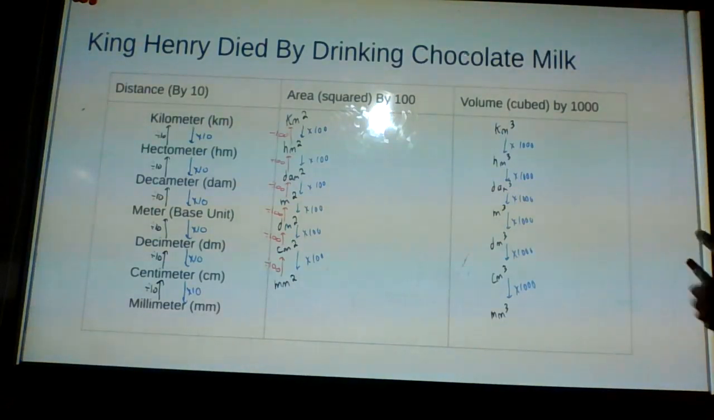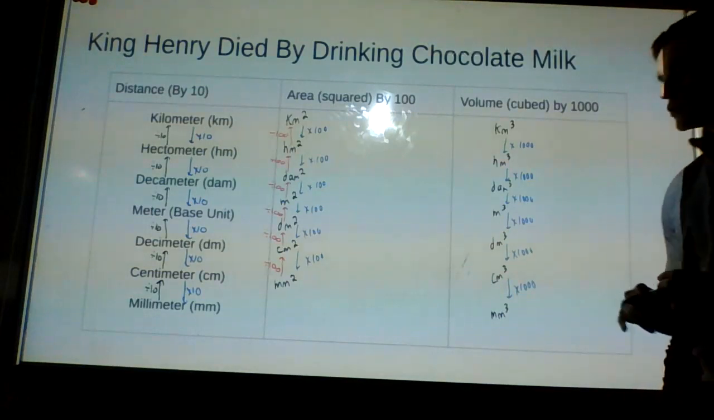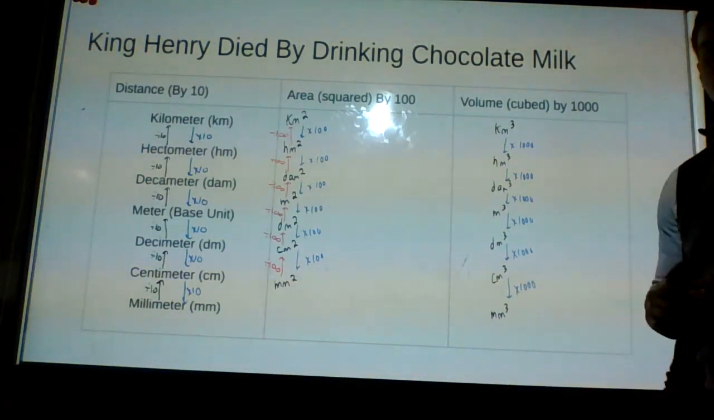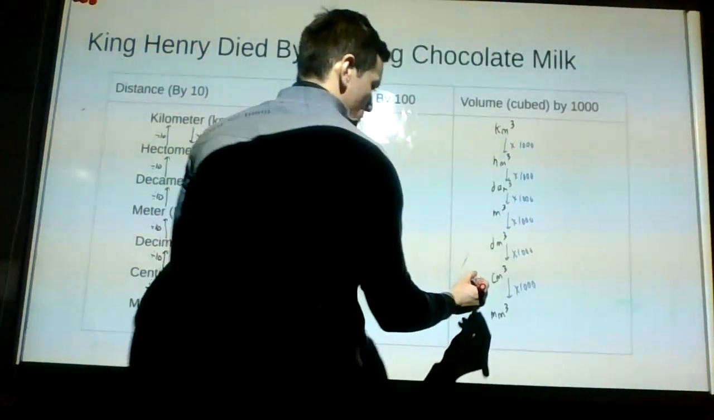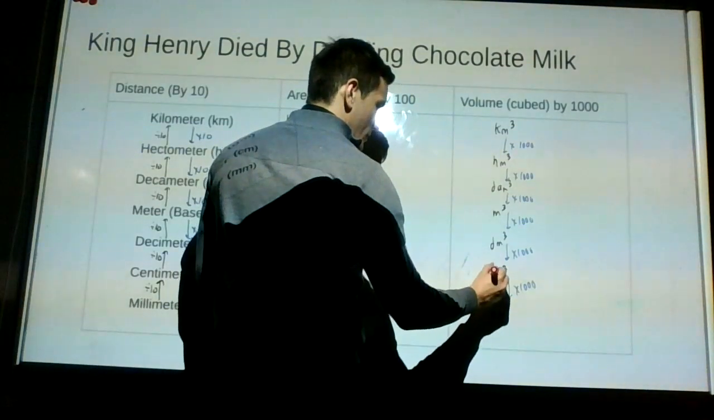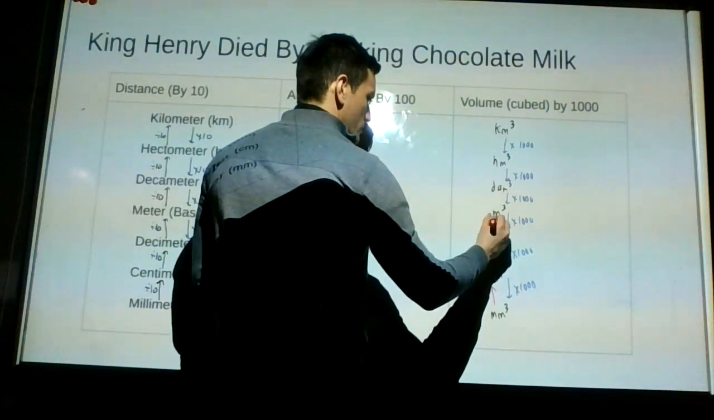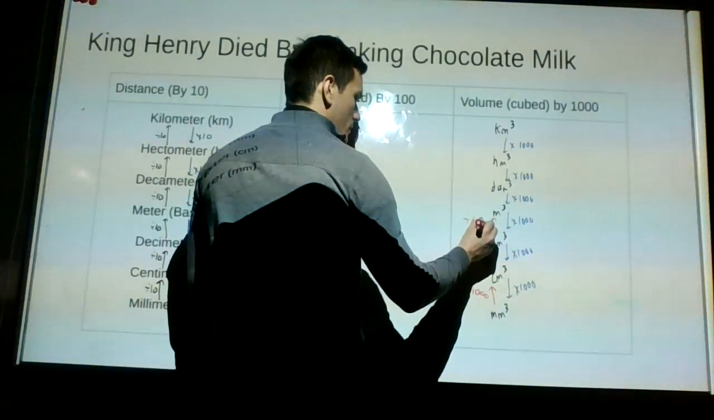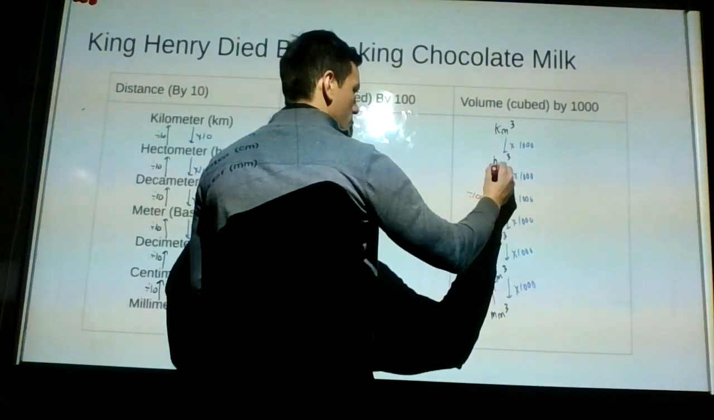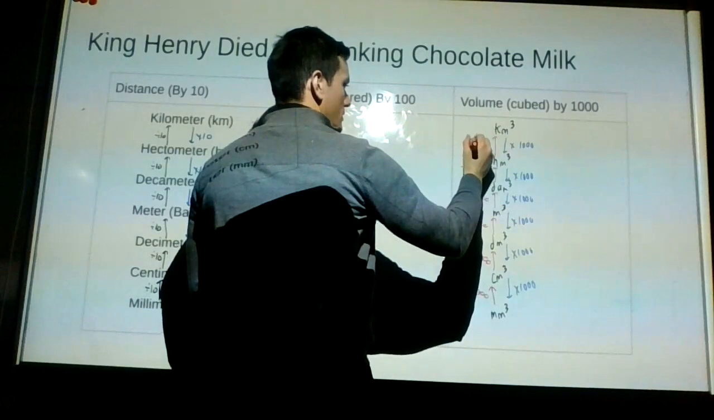And you've probably already guessed it, to go from a smaller unit to a larger unit when you're working with cubic meters or cubic kilometers or any of these, you're going to divide by 1,000 each time. So we'll divide by 1,000. Next step, divide by 1,000, and so on for each step.